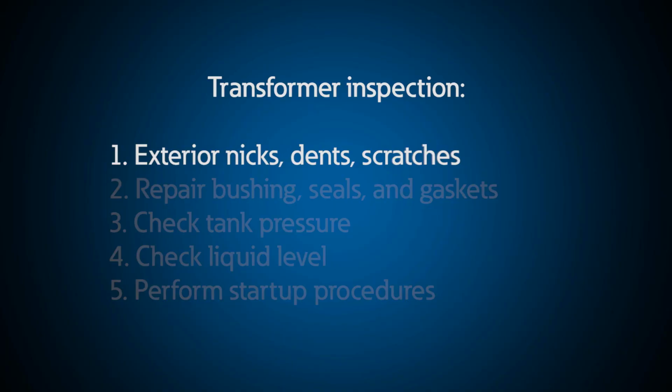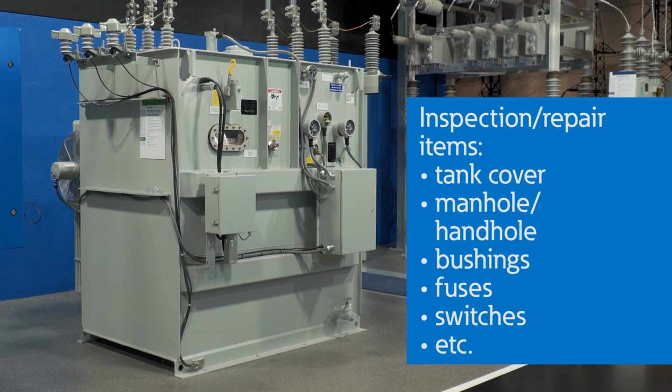New transformers or transformers which are being energized after a period of storage should be thoroughly inspected before connecting them to the power distribution system. At a minimum, inspections should include the following. Number 1, the transformer exterior should be inspected for nicks, dents, and scratches. Number 2, inspect and repair leaking or improperly tightened gaskets and seals before the transformer is placed in service. This could include tank cover, manhole or handhole, bushings, fuses, switches, etc.